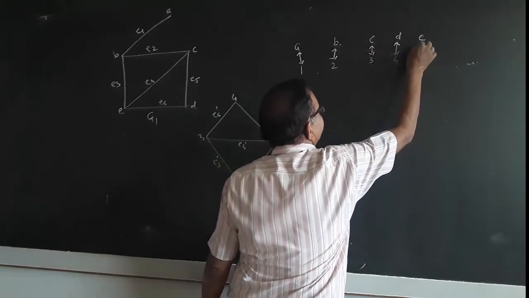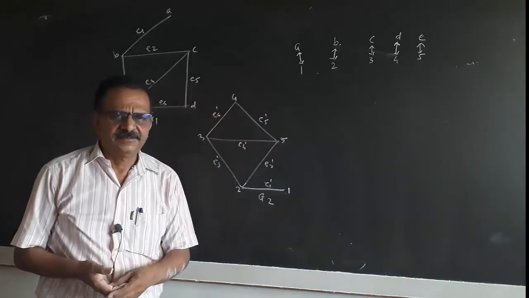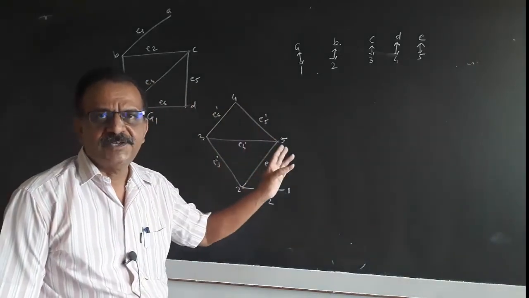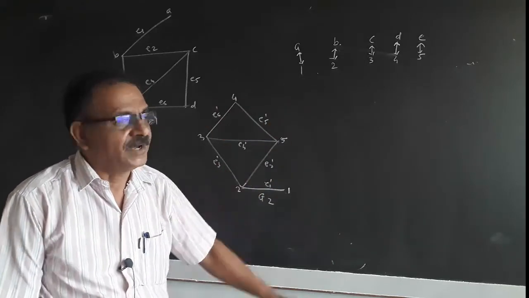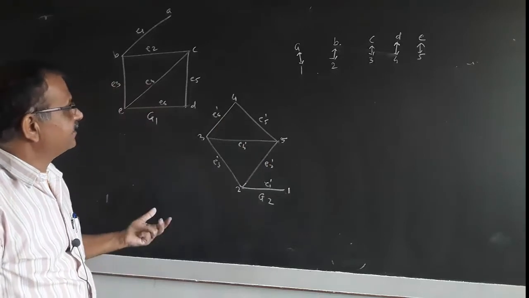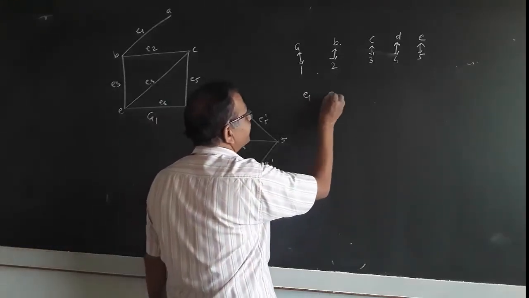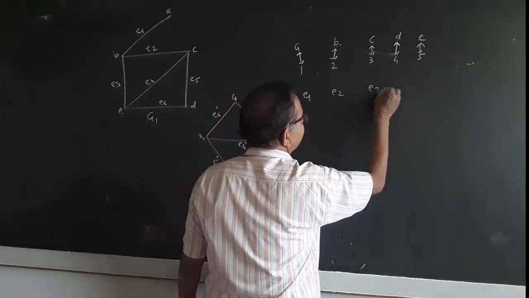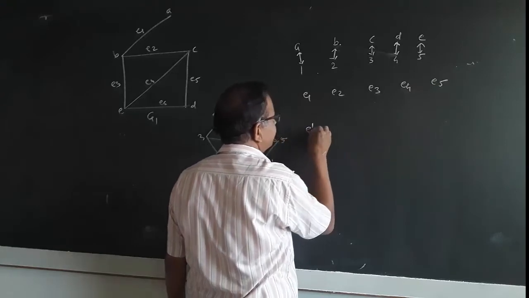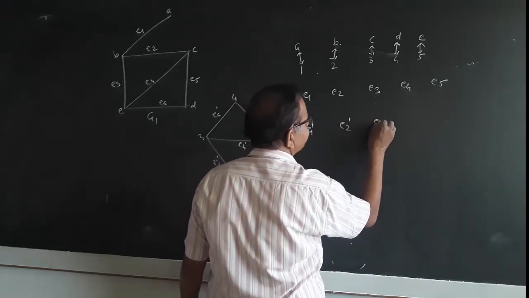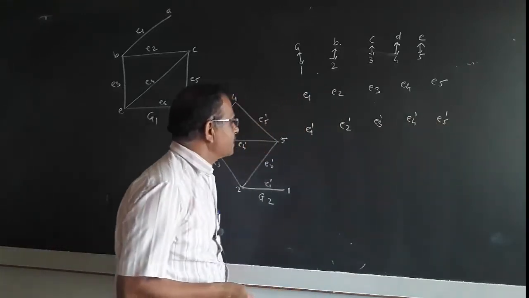Vertex correspondence is A corresponds to 1, B corresponds to 2, C corresponds to 3, D corresponds to 4, E corresponds to 5. Similarly, edge correspondence: E1, E2, E3, E4, E5 with E1 dash, E2 dash, E3 dash, E4 dash, E5 dash.